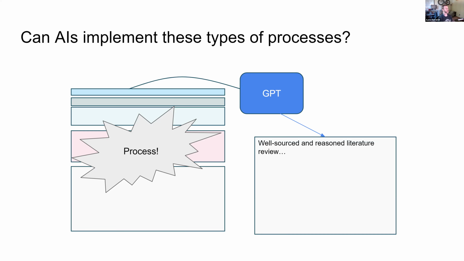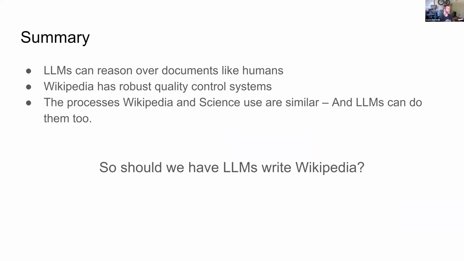And so then I would like to pose: can AIs implement this process? That's exactly what I was showing you earlier, that with a little bit of clever work and these language models, we can actually have them produce well-sourced and reasoned literature reviews of content for Wikipedia. So in summary, LLMs can reason over documents like humans. Wikipedia has robust quality control systems, and the processes that Wikipedia and science use are similar. And also language models can do that too. So should we have language models write Wikipedia? Let's discuss.